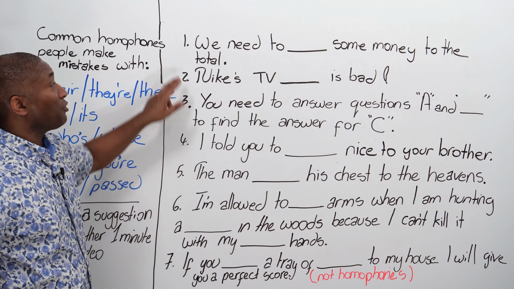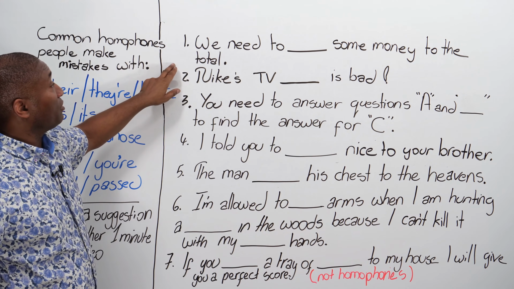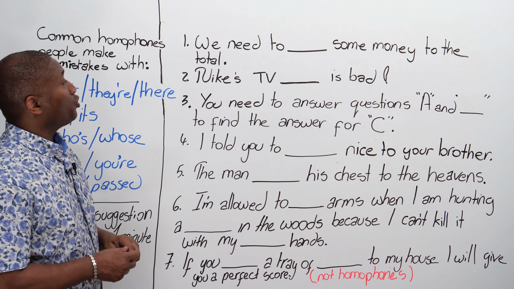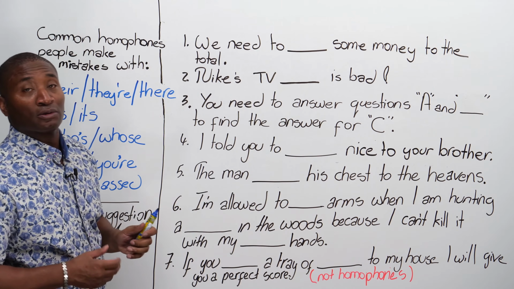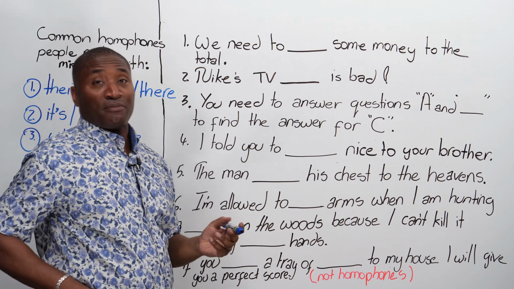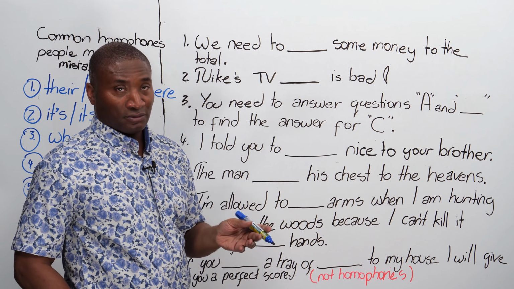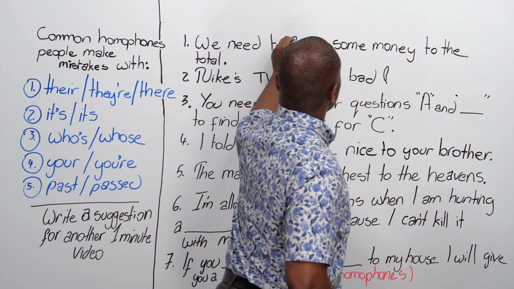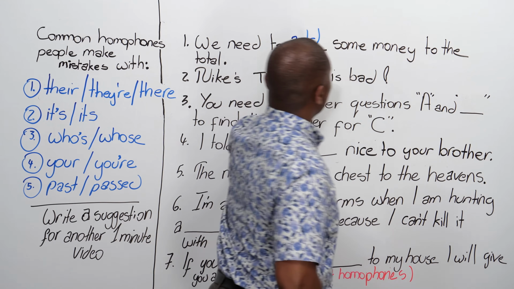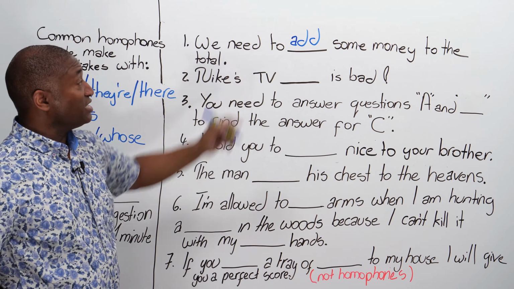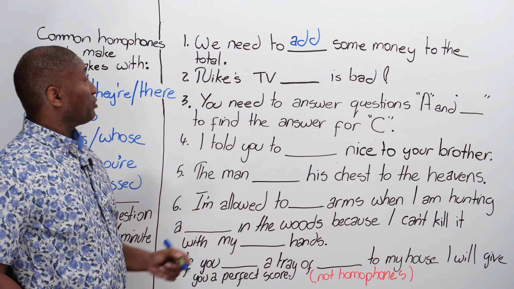All right, so now I'm going to go through and see what we have. So we need to what? Some money to the total. This is mathematics, right? Add or joining, okay? And that would be which one? The ADD variation of add. Add is short for addition. ADD, add. What about the second one?